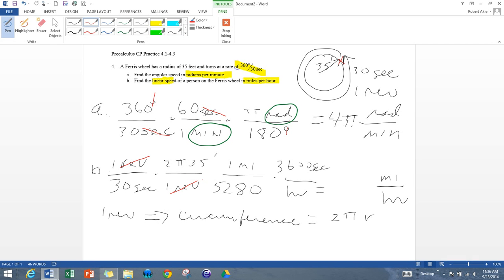So again, let's cancel. And I forgot to put the feet marker there. So we have seconds cancel seconds, feet cancels feet, and now we have hours in the denominator and miles in the numerator as the only units remaining. If you do all these computations, you will find this is approximately 5 miles per hour. That will conclude our video.